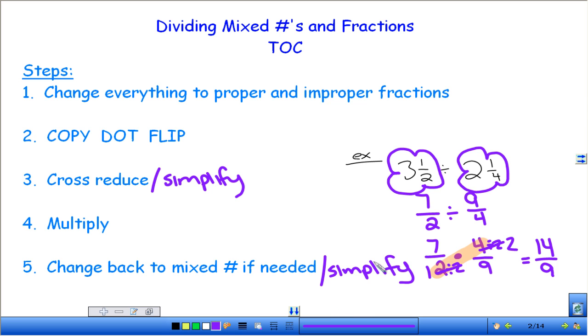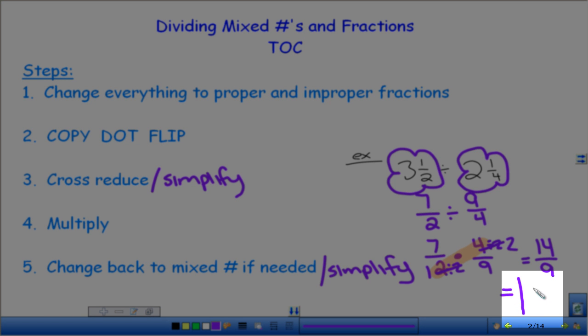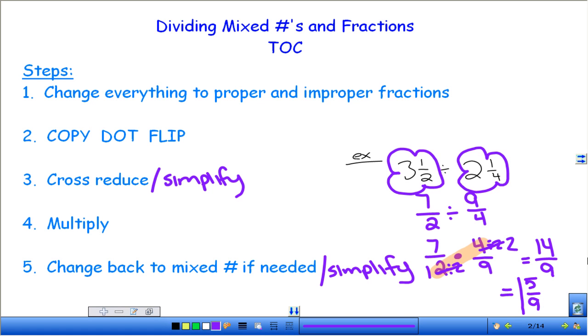So in this case, this is an improper fraction, so we have to change it back to a mixed number. How many times does 9 go into 14? Once. With how many left over? 5. Denominator stays the same. So 1 5/9 is our answer for that.